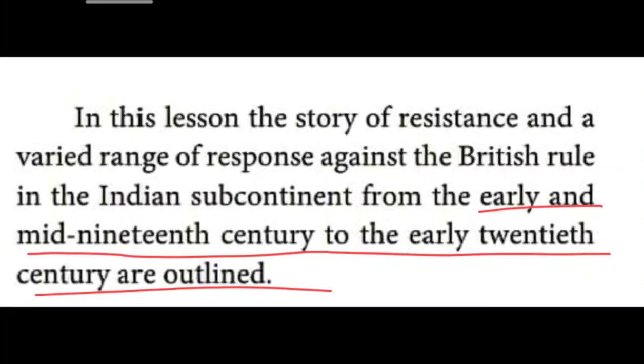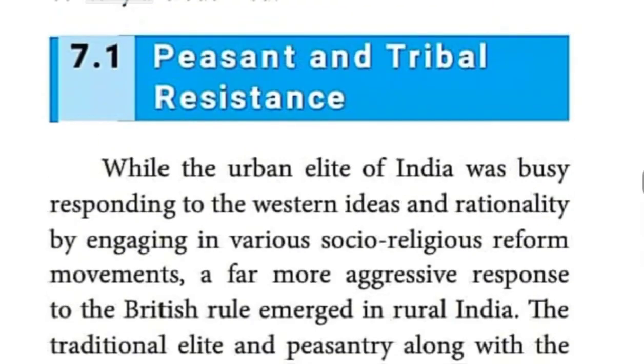Today I plan to teach only 7.1 alone. Okay, children. 7.1, what is given? While the urban elite is under the heading of peasants. Peasants, in the sense, farmers. So farmers as well as tribal people, those who are living nearby the mountainous region as well as those who are living near the forest.